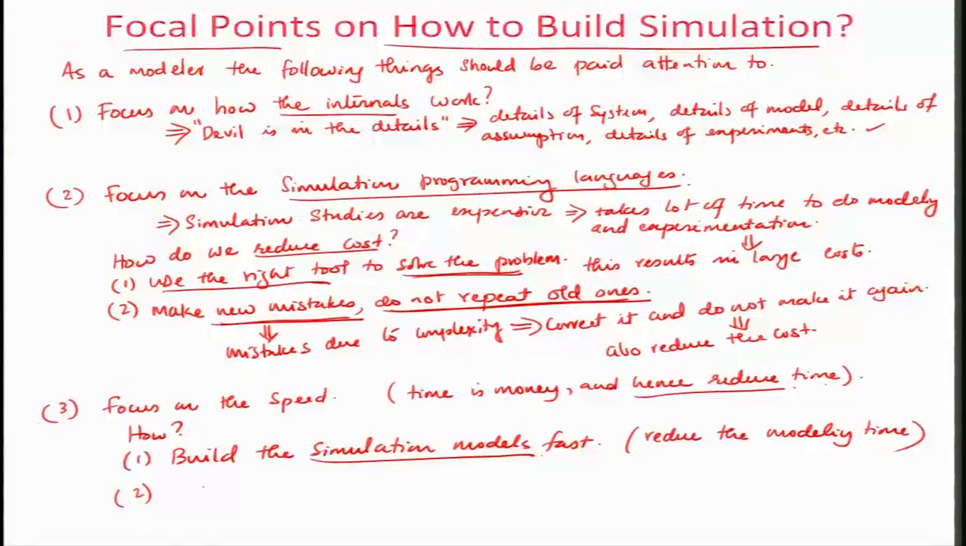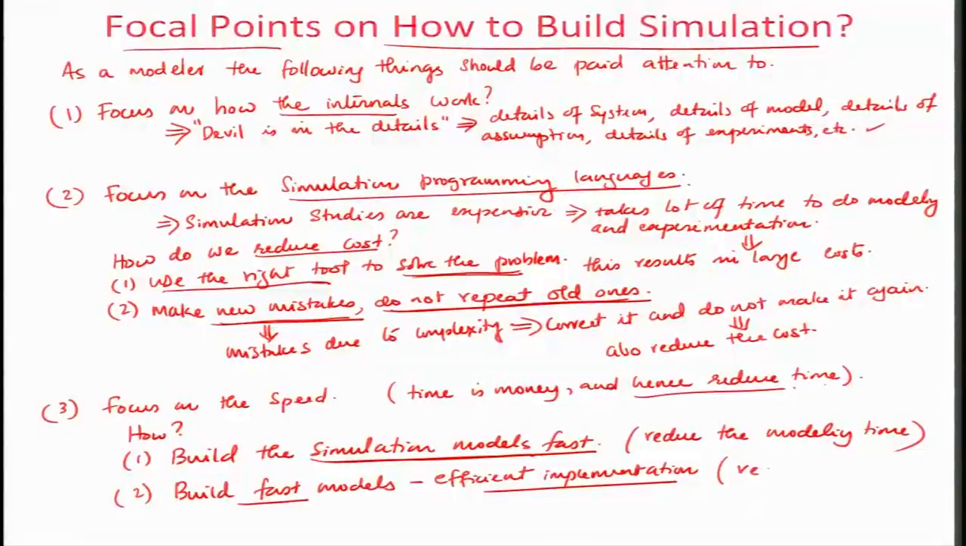The second part is build fast models, or what we call efficient implementation. So, you are focusing on building the simulation models fast, and then you are trying to build fast models, fast simulation models, or you are looking at the efficient implementation of the simulation. Here you reduce the analysis time, analysis and experimentation time. That is what we are focusing on for this particular aspect of how to build the simulation model.